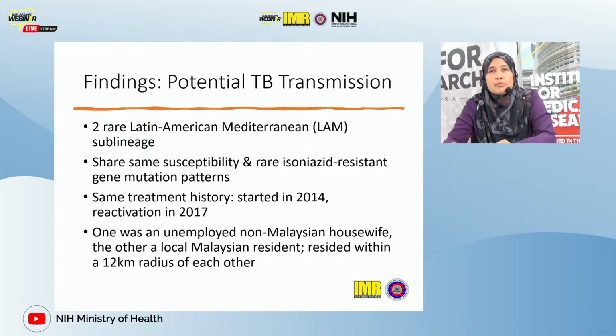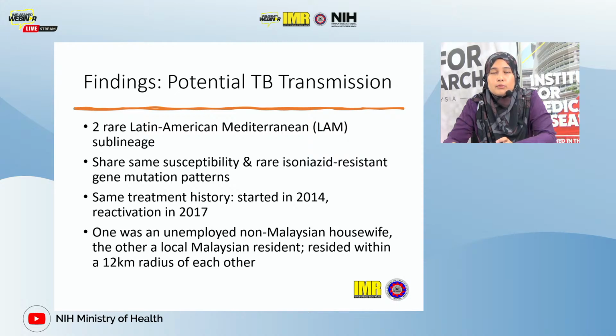Okay, investigating potential TB transmission. For example, in our study, we found two rare Latin American Mediterranean sublineage isolates, only two of them in all the 56 isolates. Both of these come from different patients. They share the same susceptibility pattern and also share a rare isoniazid resistant gene mutation that is not present in any of our other isoniazid resistant strains.